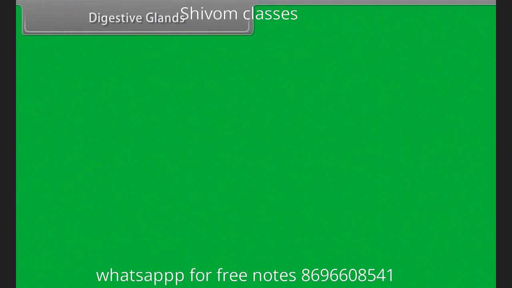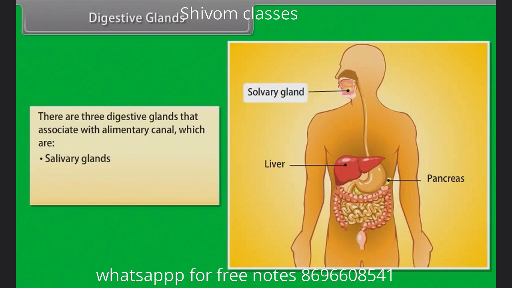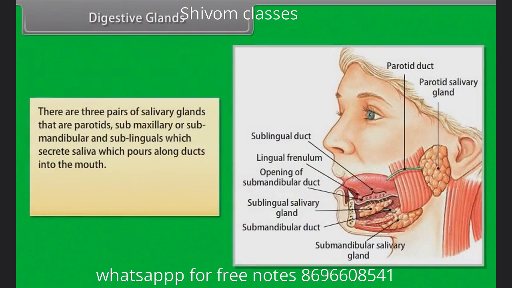Digestive glands. There are 3 digestive glands that associate with the alimentary canal, which are salivary glands, liver, and pancreas. There are 3 pairs of salivary glands that are parotids, submaxillary or submandibular, and sublinguals, which secrete saliva which pours along ducts into the mouth.